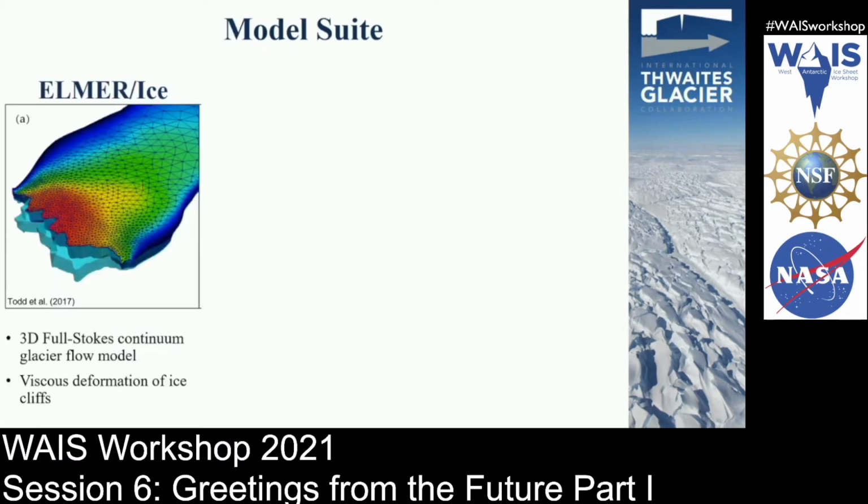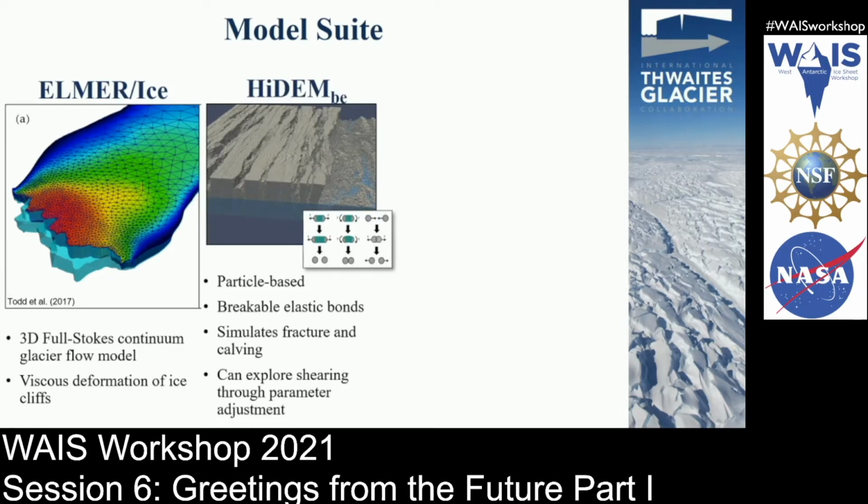Our model suite consisted of three models that we used individually as well as in coupled workflows. We used the full-Stokes continuum model Elmer/Ice to model the viscous deformation of our idealized glacier calving faces. And to see if and when ice cliff failure occurs, Elmer/Ice was paired with HiDEM BE, which is the standard brittle elastic implementation of the Helsinki Discrete Element Model.